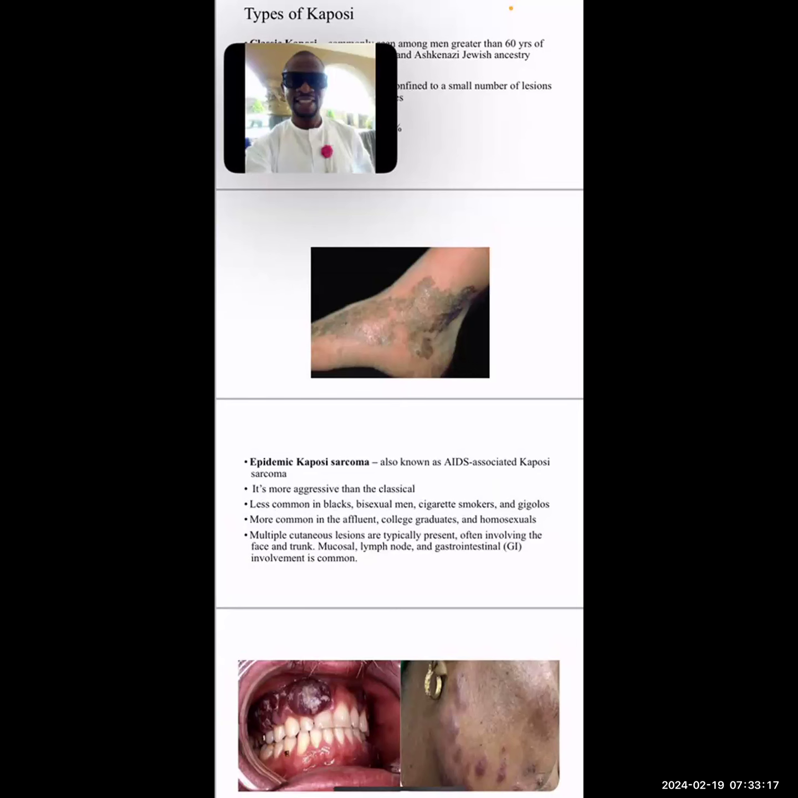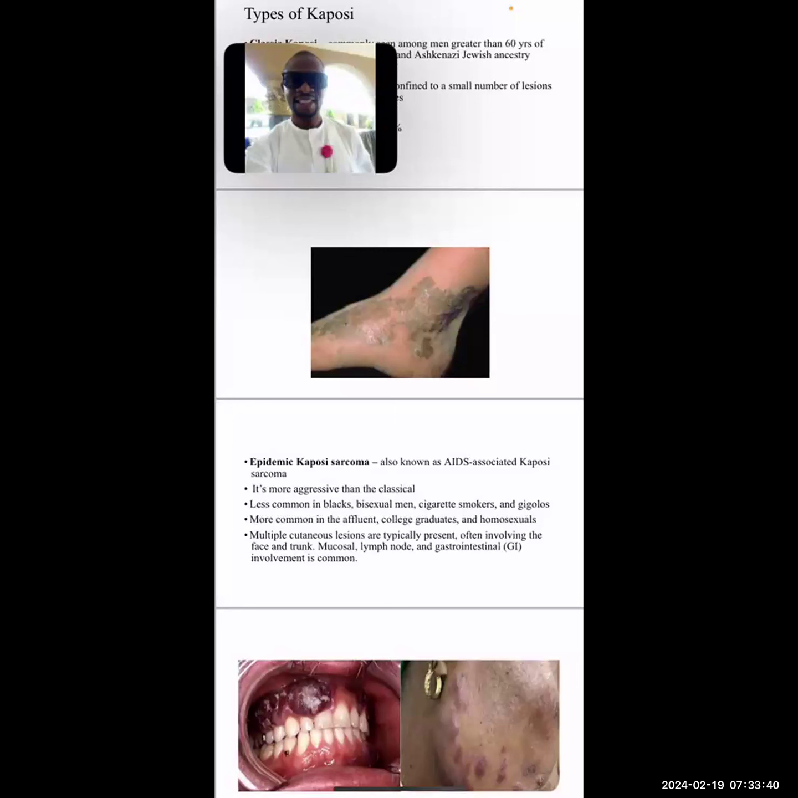This was actually a meta-analysis that was done. There was a time when they were trying to classify it. It was first initially classified into 5 before we now started talking about 4 classifications. So this was done in an attempt to identify the individuals who were more at risk and those who were less at risk. So this is specific for the endemic Kaposi sarcoma.